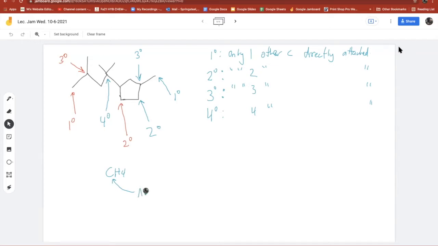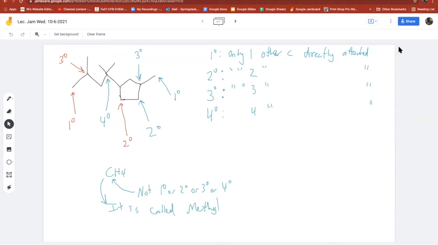So this one actually, it's not primary or secondary or tertiary or quaternary. It's none of those. What it's called is just methyl. The molecule is methane, but usually what I'm getting at is you refer to what's attached to it. So let me show you what I mean.